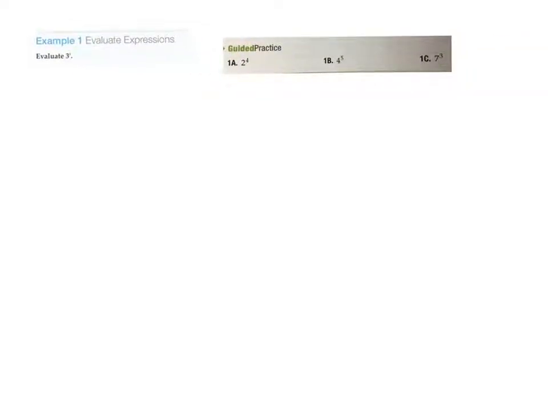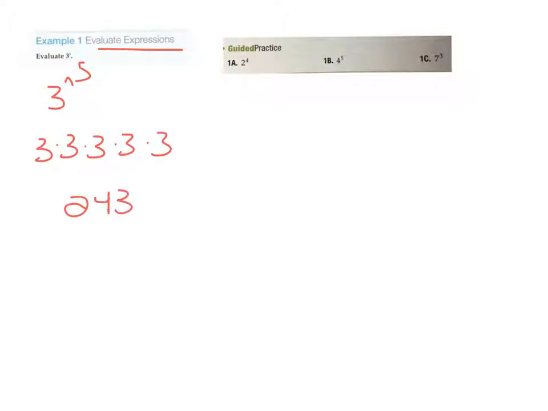To evaluate these expressions, we're just going to take this and press it in our calculator, and you might have to press this in your calculator to get the answer, or you could actually press what it means, which is just 3 times 3 times 3. When you do that in your calculator, you'll get 243.